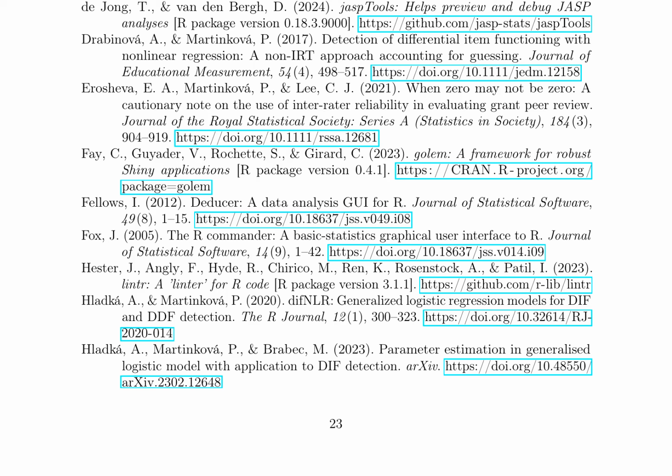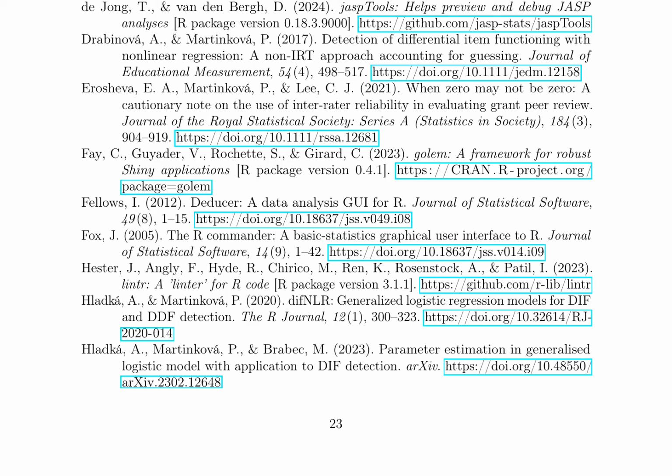The authors highlight the importance of rater reliability in evaluating grant peer review, citing Erosheva et al.'s 2021 cautionary note on the use of rater reliability. They also reference Drabinová and Martinková's 2017 Detection of Differential Item Functioning with Nonlinear Regression and Hladká and Martinková's 2020 Generalized Logistic Regression Models for DIF and DDF Detection.